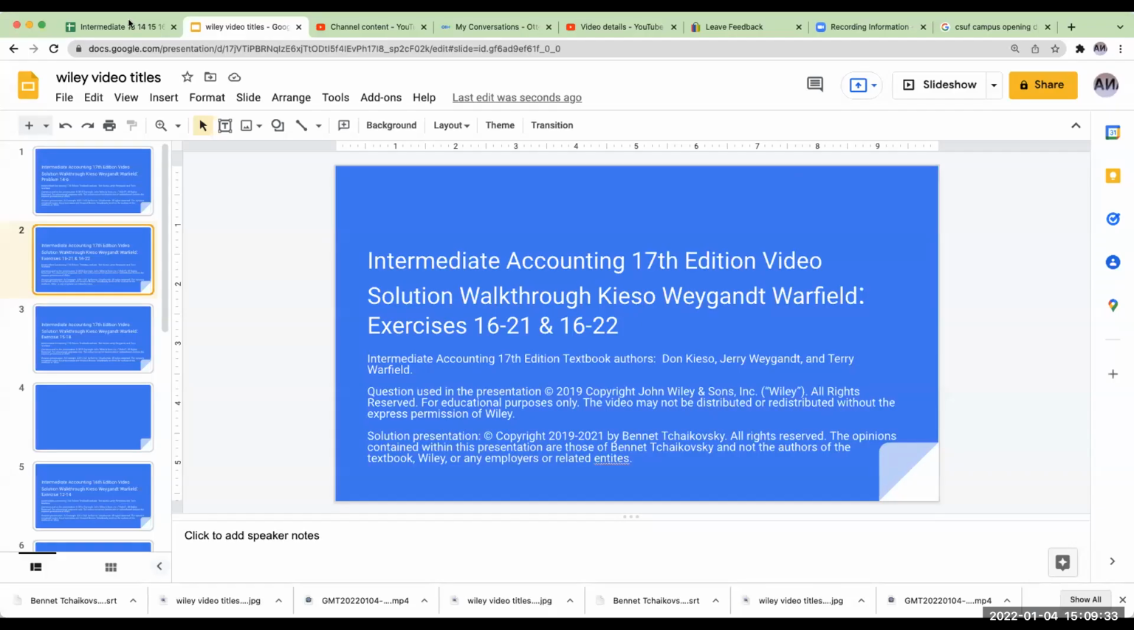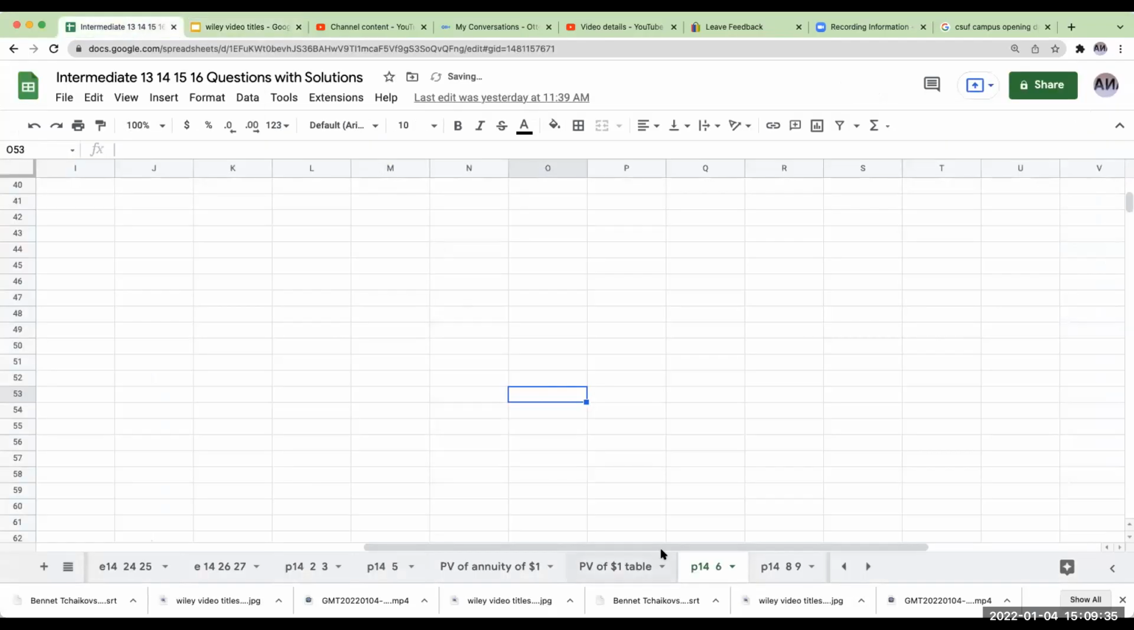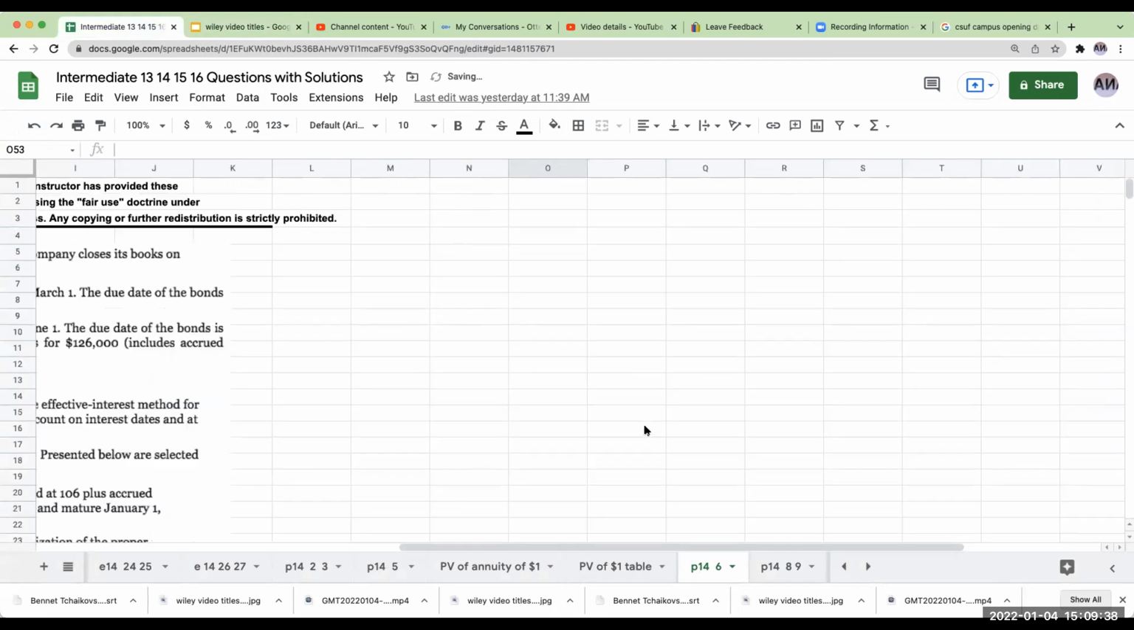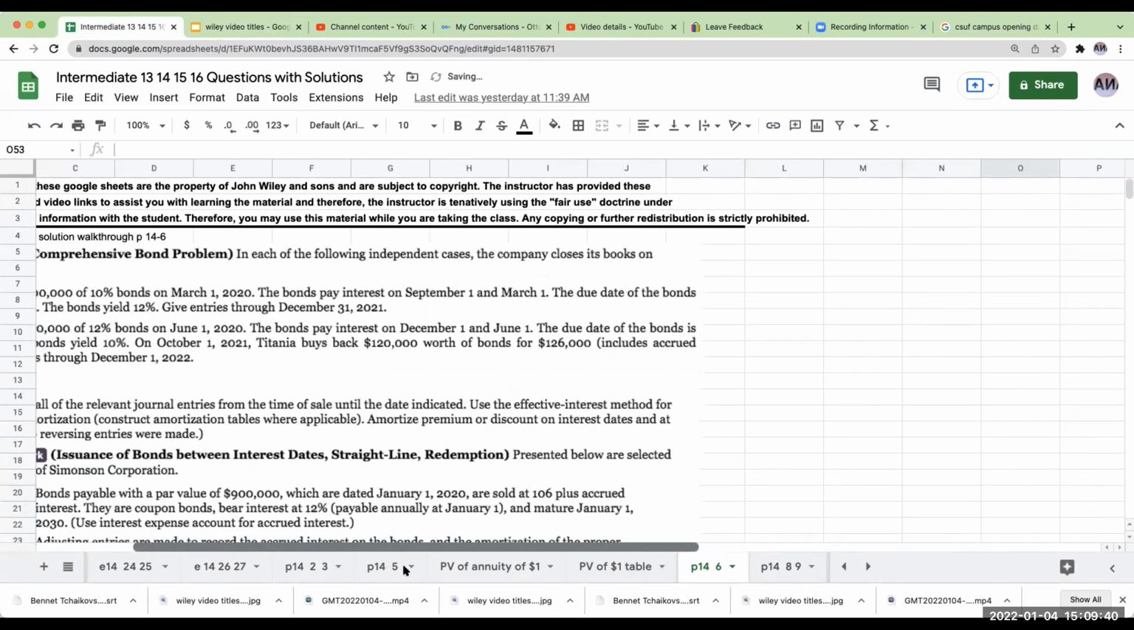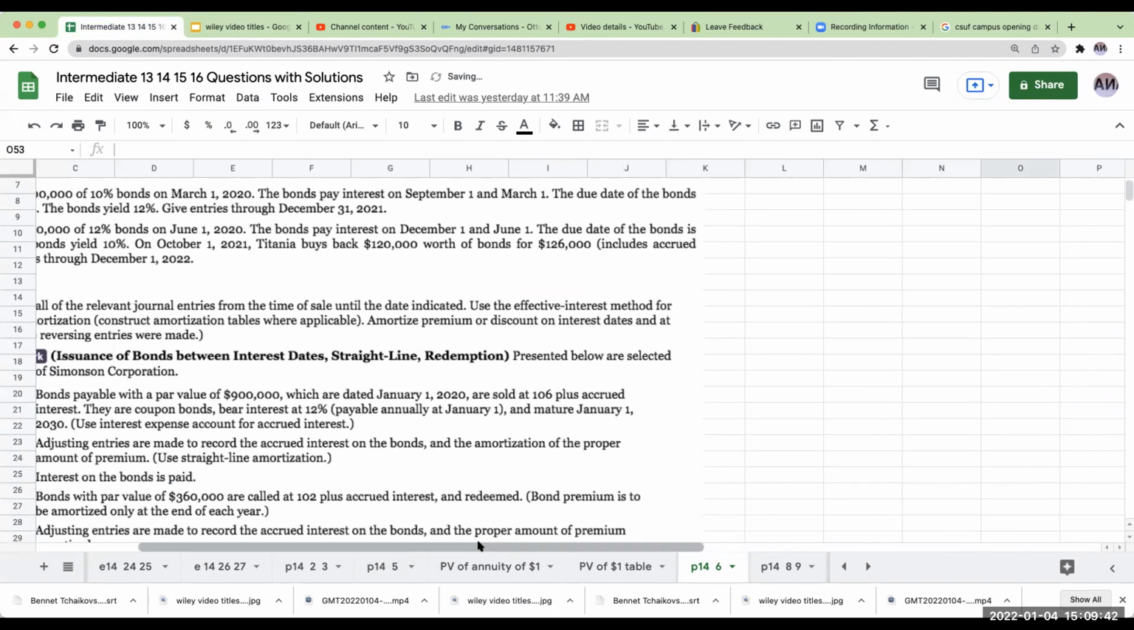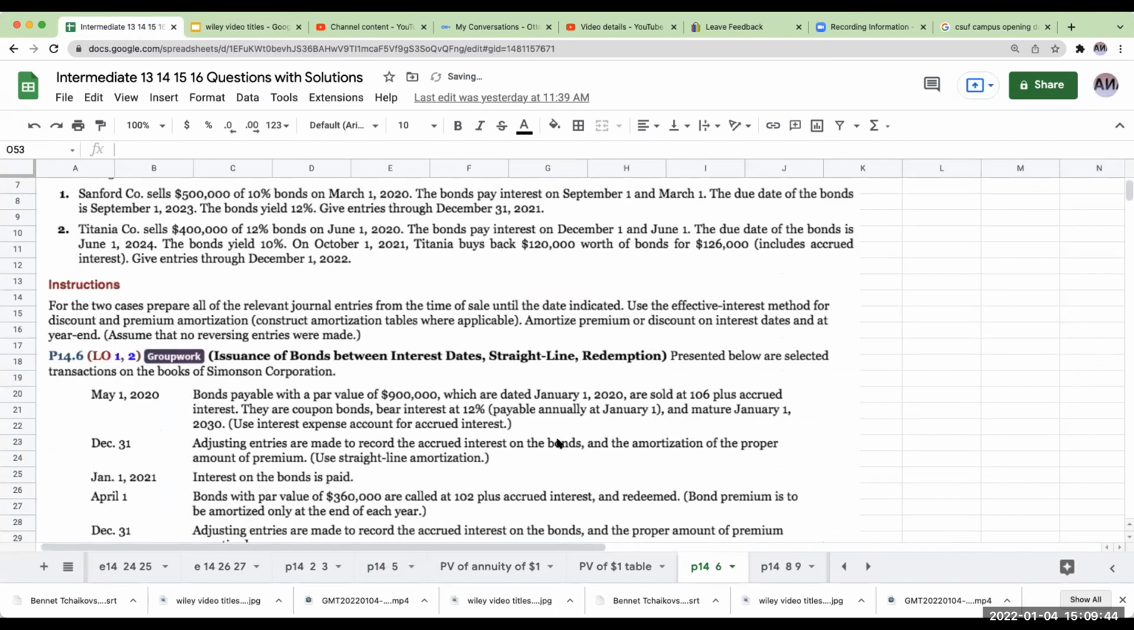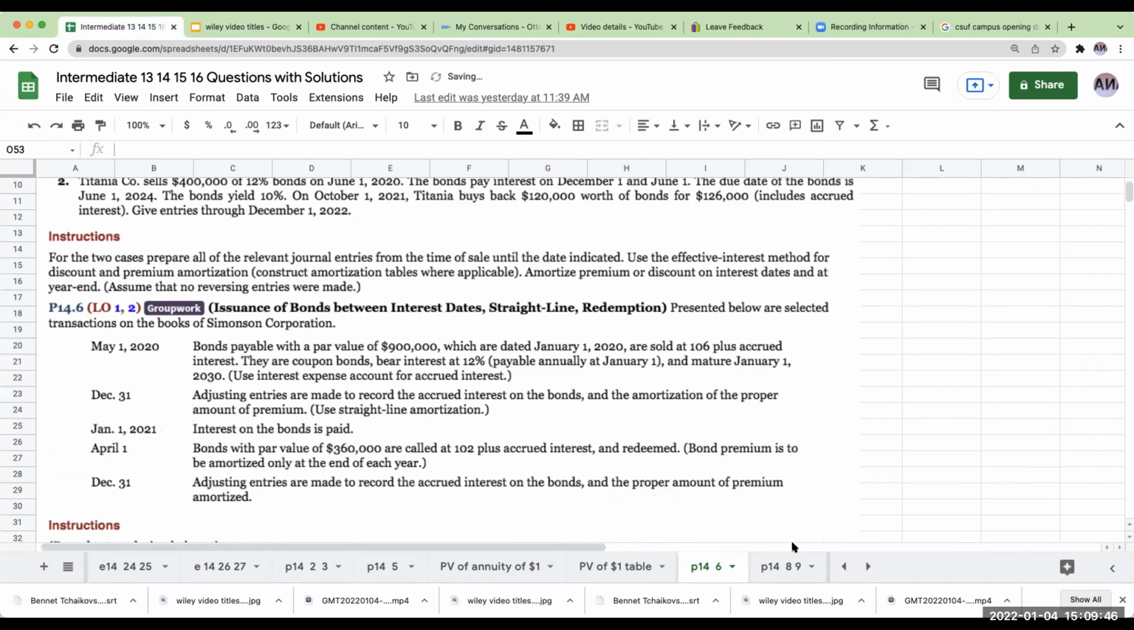Okay, so we're going over here now to problem 14-6. Hopefully this won't be the hour-long presentation that my problem 14.5 was, but you never know what'll happen. The good news is we're not going to have to use present value tables because we're amortizing the premium or discount straight line. Okay, so issuance of bonds between interest dates, straight line redemption.